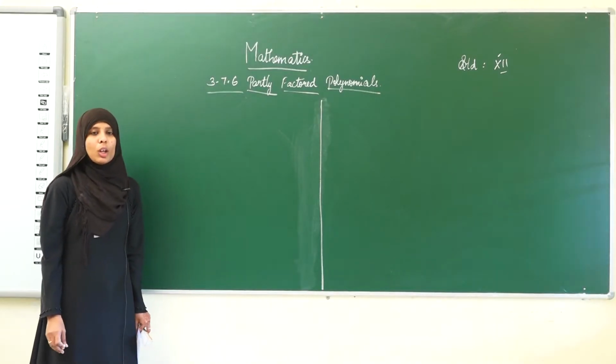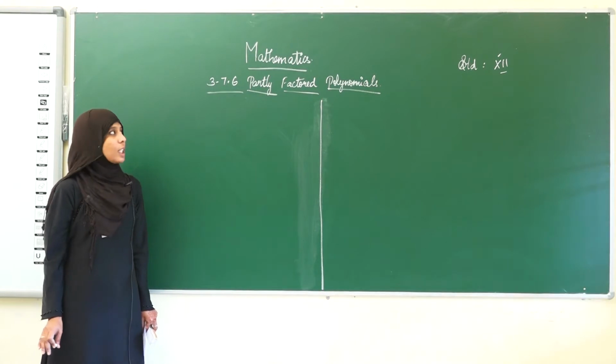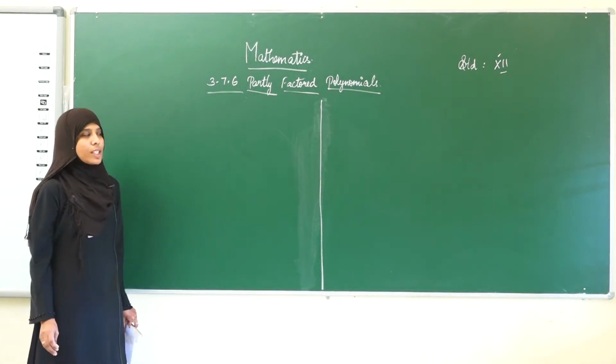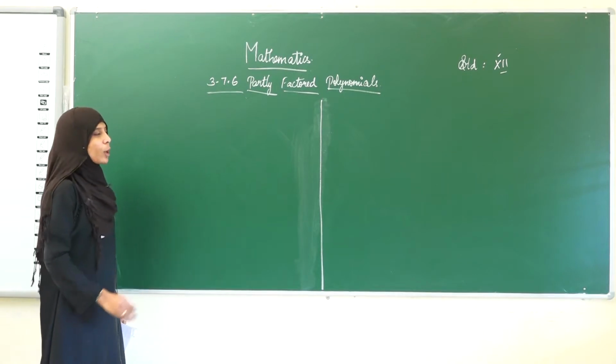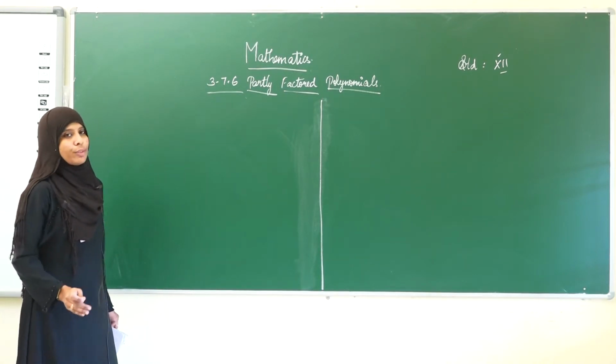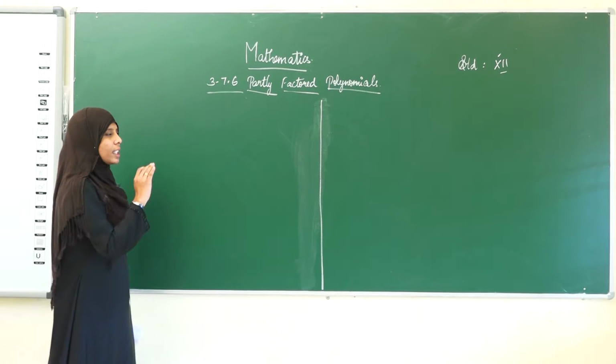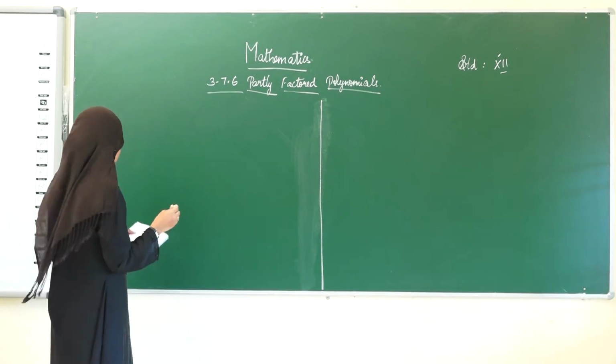Students, welcome you all back to the 12th standard mathematics class. So in the last class we have started the chapter 3.7. This is the last subdivision, that is 3.7.6, partly factored polynomials. Let's see the theory part of what they have given in this introduction.